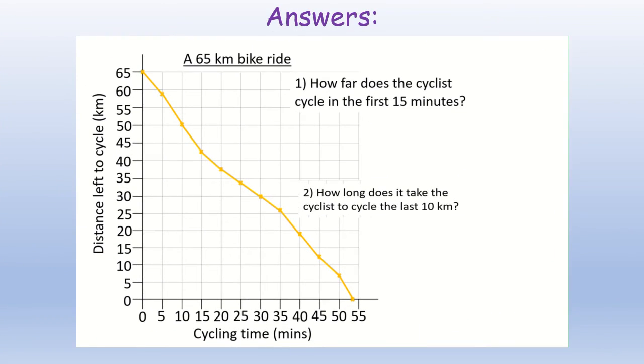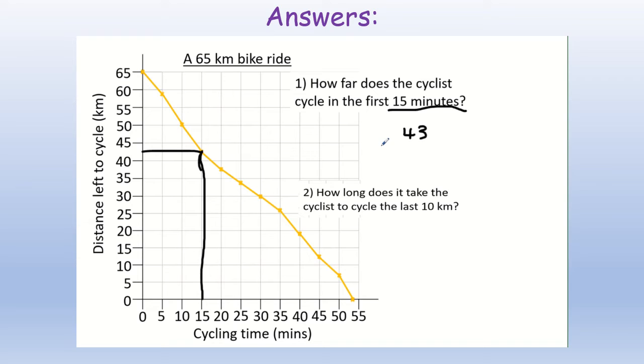So this question was really tricky. How far does the cyclist cycle in the first 15 minutes? So it seems easy enough at first. We're going across to the first 15 minutes. We go up until we hit the plotted point, and then we go across. And it's somewhere between 40 and 45. So let's say it's 43. That's about in the middle of the two.